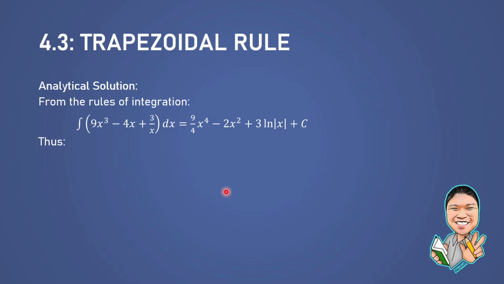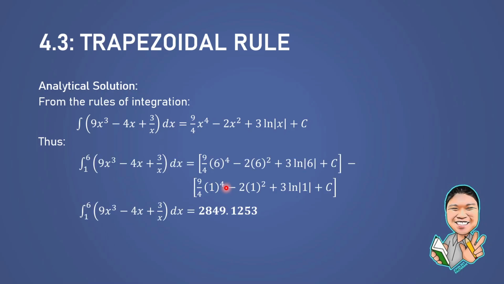For the analytical solution, i-flash ko na lang siya kasi computein mo lang yung indefinite integral. Again, hindi ko na ito masyadong i-discuss kasi this is part of your basic calculus. Halimbawa, integral of 9x cubed is 9 over 4 x to the 4th. Integral ng 4x is 2x squared. And integral of 3 over x is 3 ln of x. So, syempre, do not forget plus c. Ito yung ating indefinite integral, kung maalala niyo sa calculus.